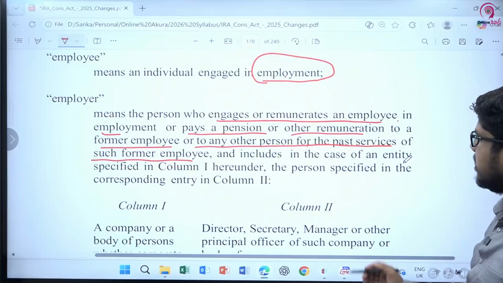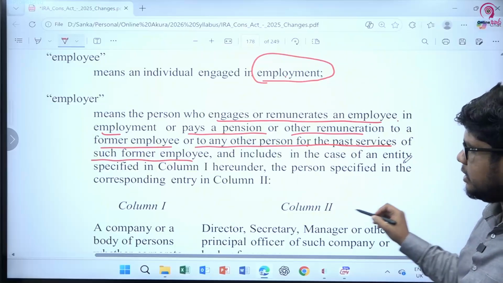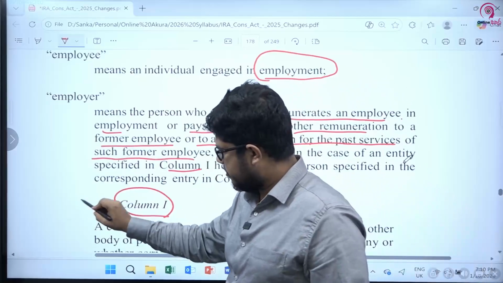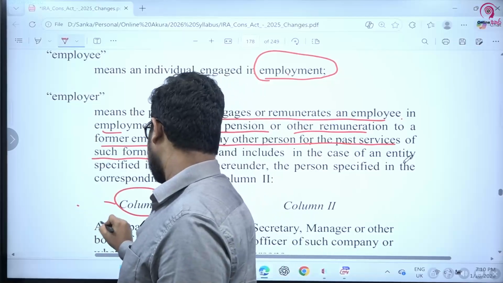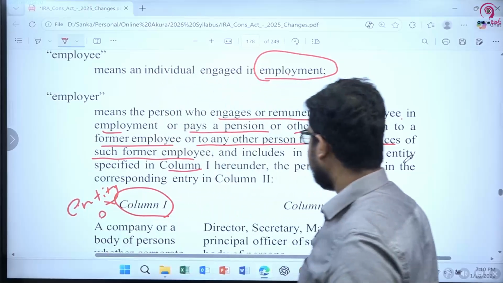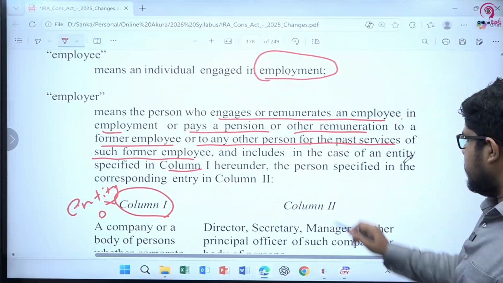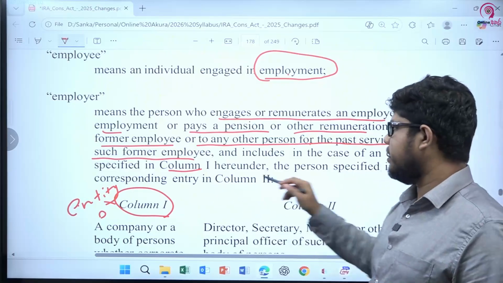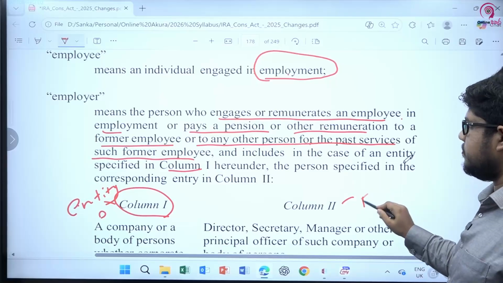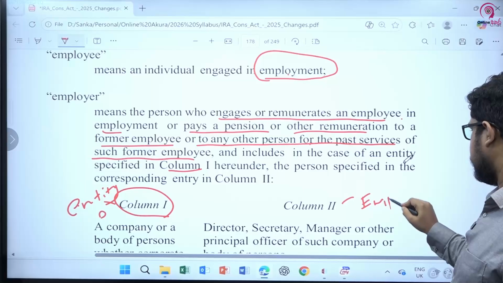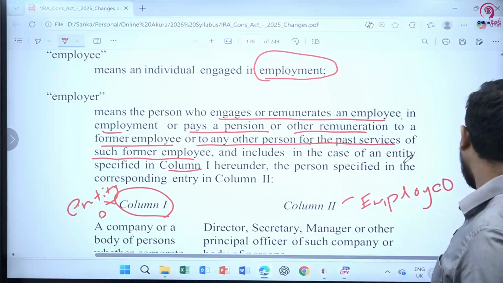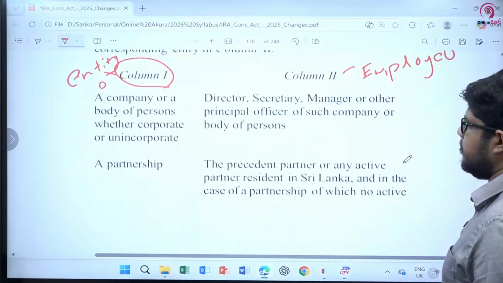And it includes, in the case of an entity specified in column 1, the person specified in the corresponding entry in column 2. These are the employers. In these entities, these are the employers. Let's see what are the entities and employers.